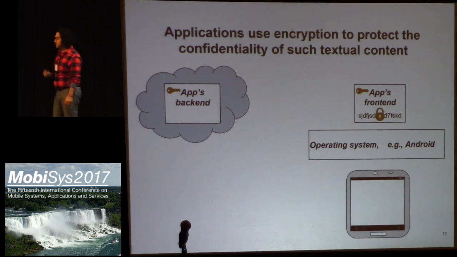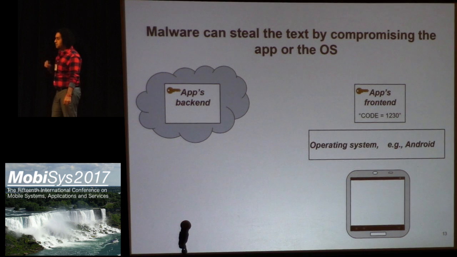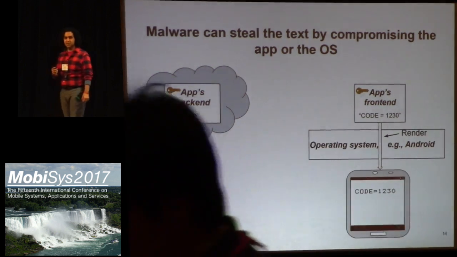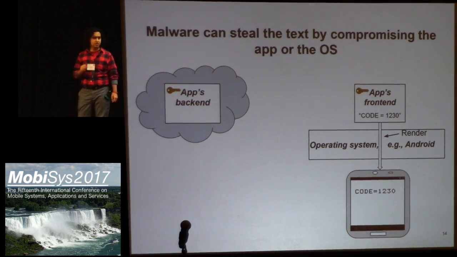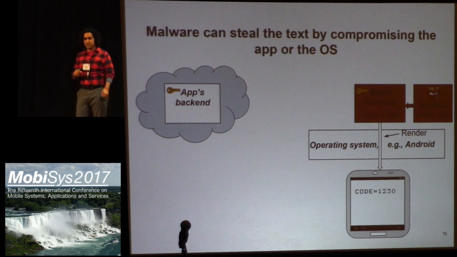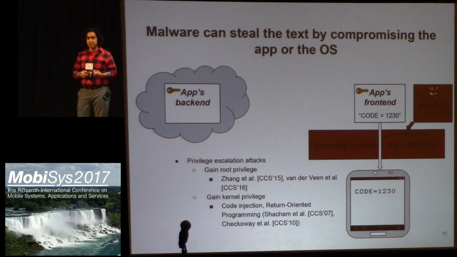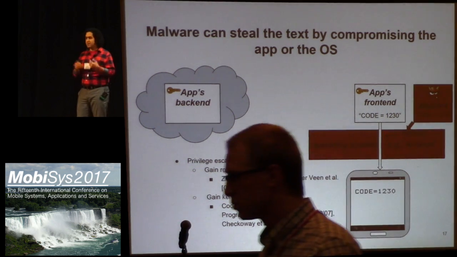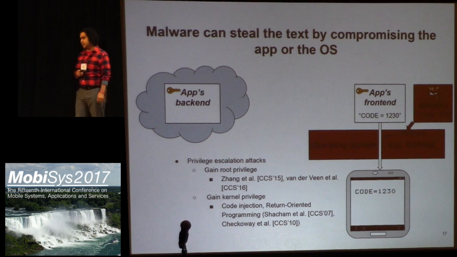So we have a cipher in the front end, but the front end has to first decrypt it. And then it has to pass it to the operating system for it to be rendered and displayed to the user. So then if you have any potential malware on the device, you can try to steal the text by either directly attacking the application and leveraging some of the vulnerabilities in the app, if any. Or you can try to compromise the operating system, and you can try to, for example, escalate some privileges to a kernel, and then you can use various methods to steal the text.